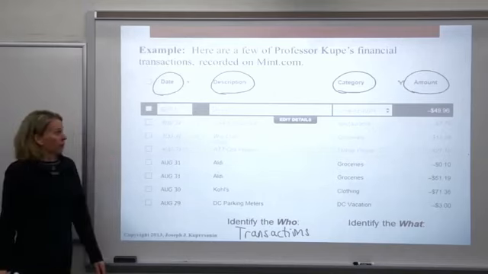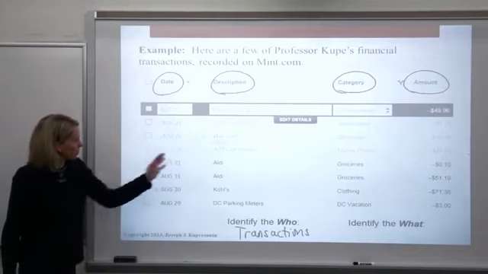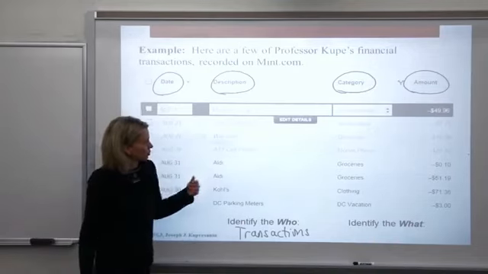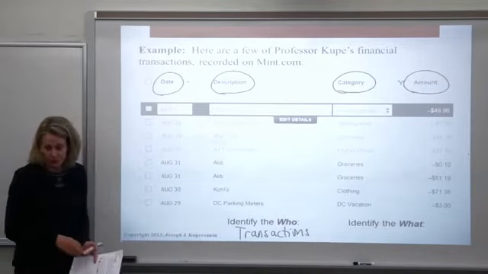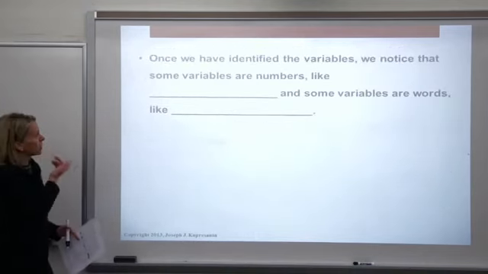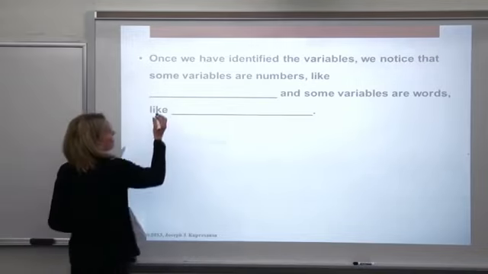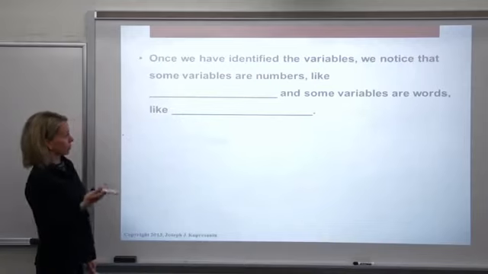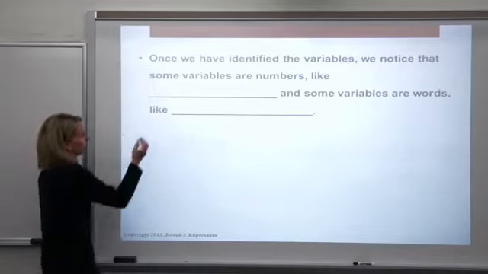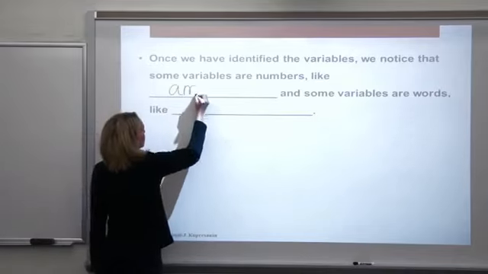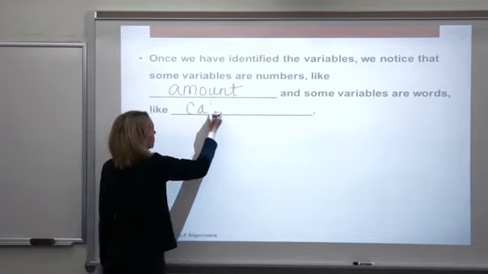For each variable that you have, we often want to try to classify what type of variable that is. You notice that some of these are words, more descriptive, and the final one here is an amount, a monetary value. And so once we've identified the variables, we notice that some variables are numbers, like the amount, and some variables are words. There were several there, but one example would be the category of the purchase. Was it a grocery store purchase, a restaurant purchase? So some are numbers, like the amount, and some of the variables are words, like category was.